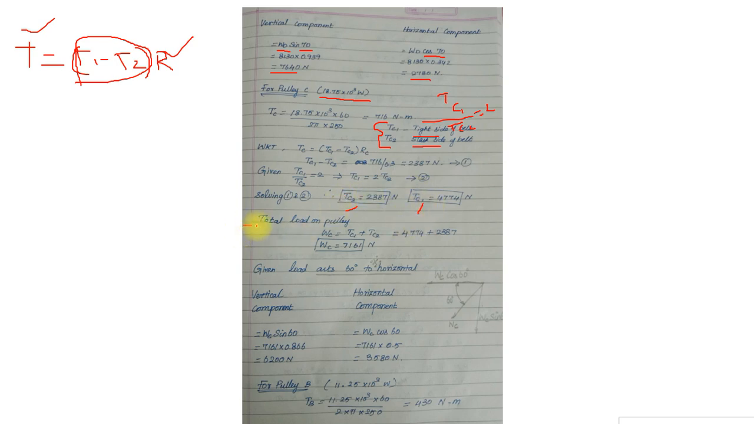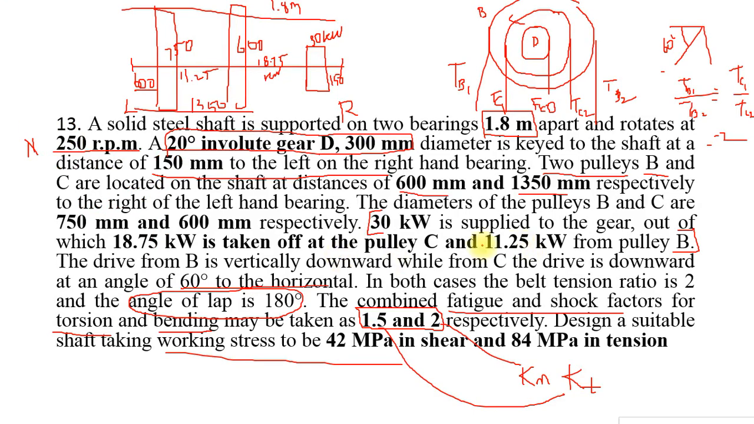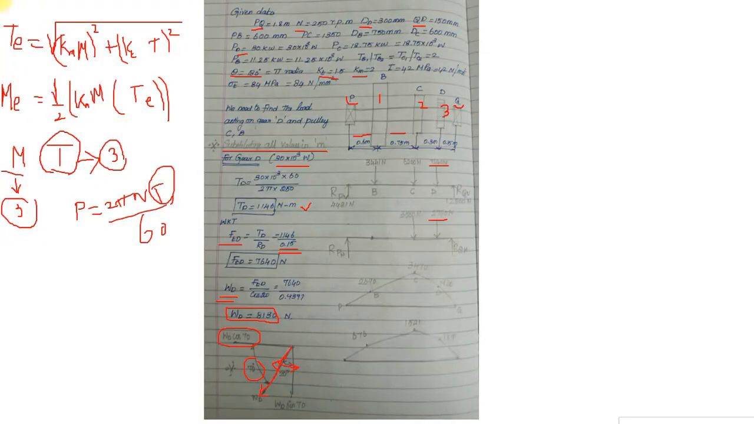Now, to find the total load on the pulley, we need to add tension 1 and tension 2, so that I can have the load acting at C. But coming back to the question, you can see the drive from B is vertically downward. At C, the drive is downward at an angle of 60 degrees to horizontal. A very important point: 60 degrees to horizontal.